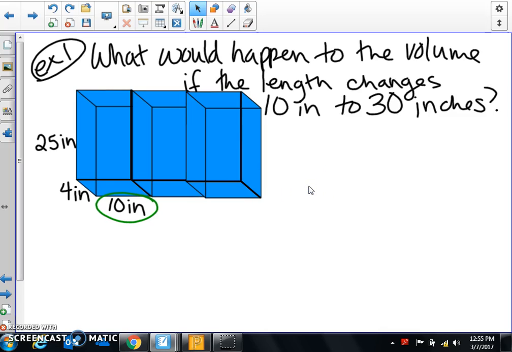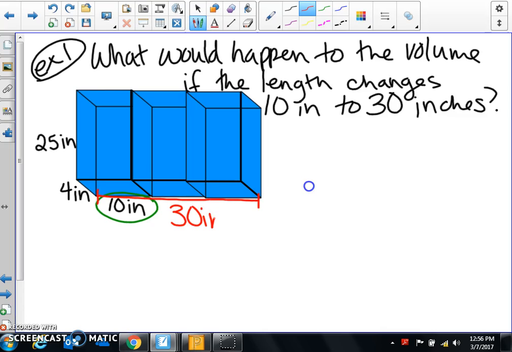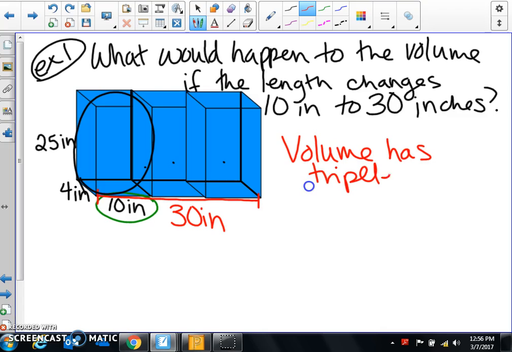So now, if the length changes from 10 to 30, this is now 30. But the width did not change and the height did not change. So all we're doing, if you look at it, is we just take this volume and it's now tripled. So we would say, okay, easy. The volume has tripled. And we know that because 10 times 3 is 30.